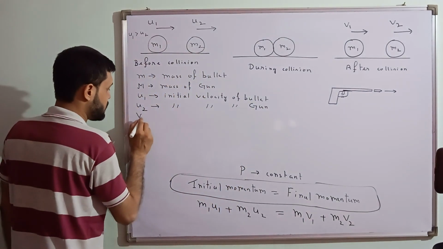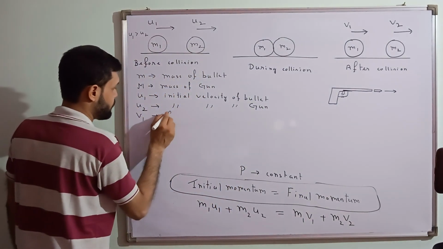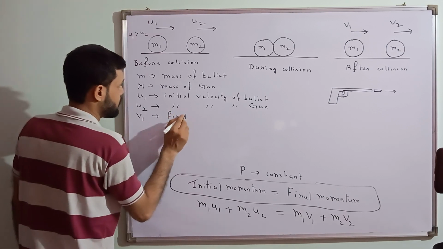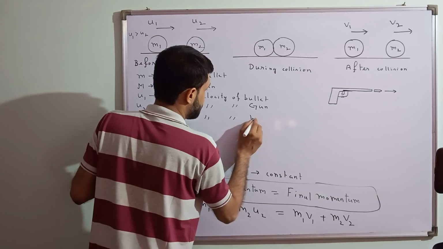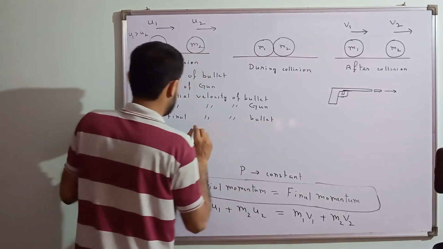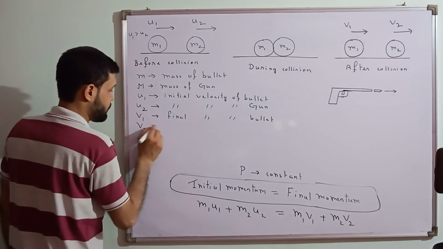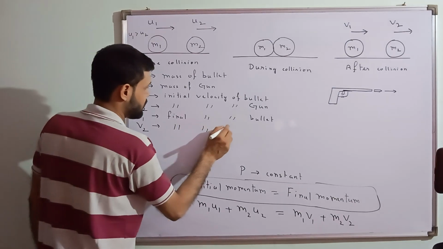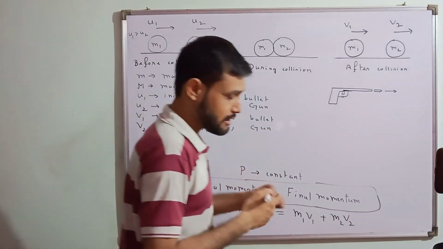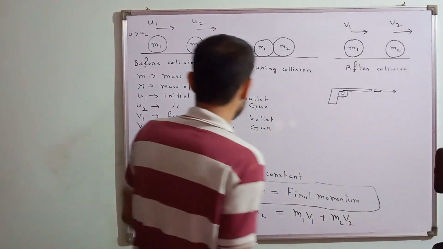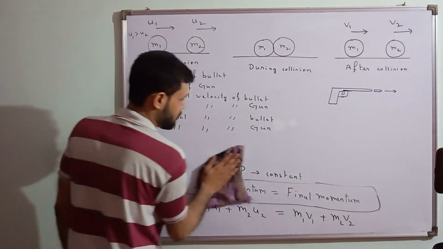And V1 and V2, let's say V1 is the final velocity of bullet and V2 is the final velocity of gun. These assumptions are okay. Now with these assumptions we are going to understand what is going to happen.